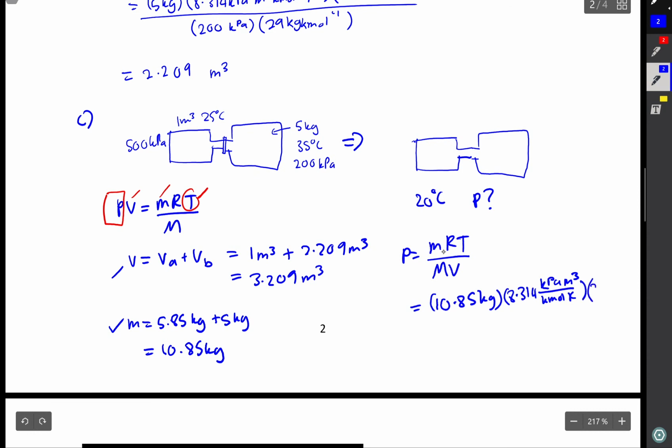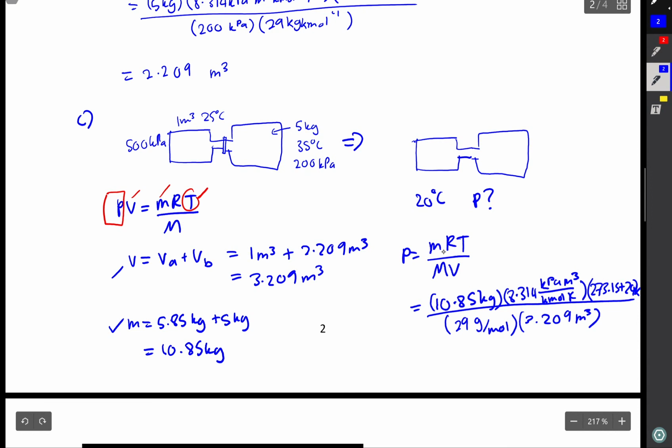And the temperature is 273.15 plus 20, which is in Kelvin. And molecular mass is again given as gram per mole, and the volume we obtained here is 3.209 meter cube. Okay, so if you look again, meter cube with meter cube, we could cancel.